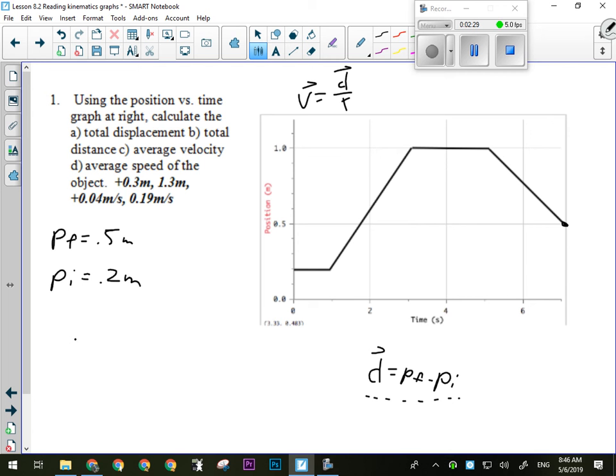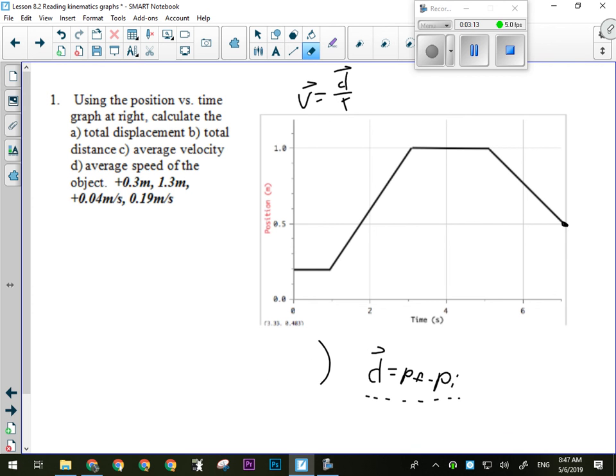All right, so if I want to find my displacement, okay, PF minus PI, that'll be 0.5 minus 0.2, so my total displacement is positive 0.3 meters. Why did I write positive on there? It's a vector quantity, okay? Since my graph doesn't go down into the negatives, but doesn't give me any other directions, it doesn't say north or right or left or whatever, okay? I'm just gonna write positive because that's the best direction that I can give in this situation, okay? Questions on how I did part A? Okay.